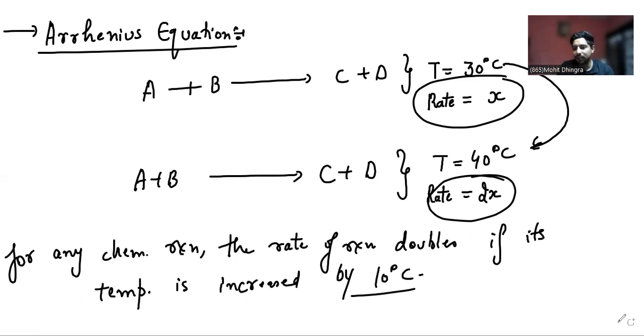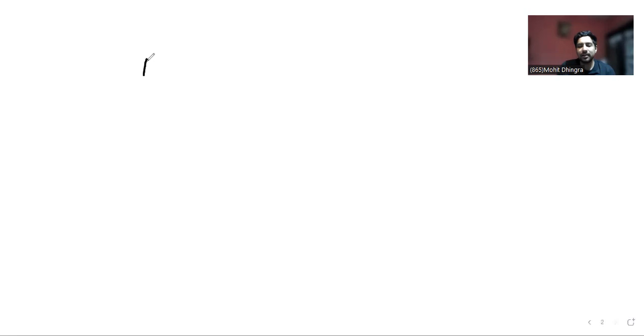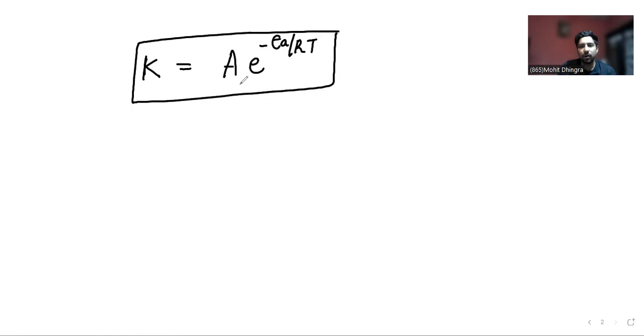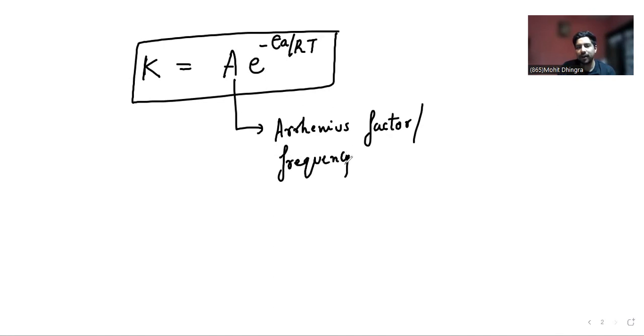Now we will understand its mathematical concept. Mathematically, it says that the rate constant k is equal to A e to the power minus Ea upon RT. Now, what is A? A is called the Arrhenius factor, which is also called the pre-exponential factor or frequency factor.